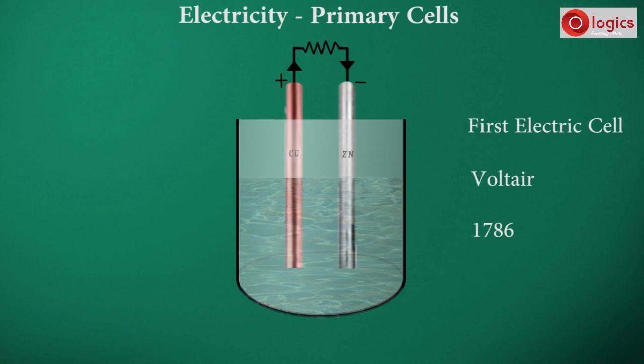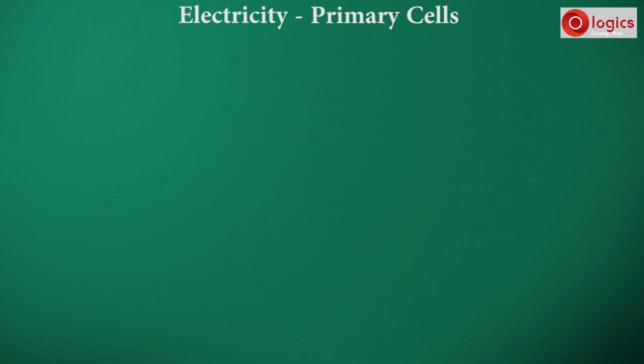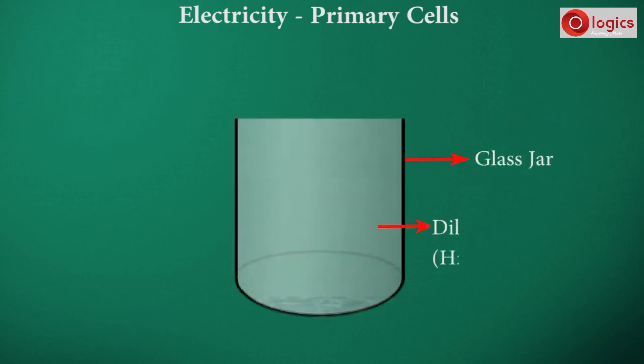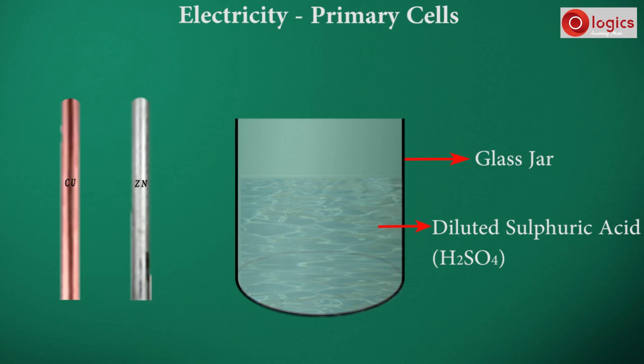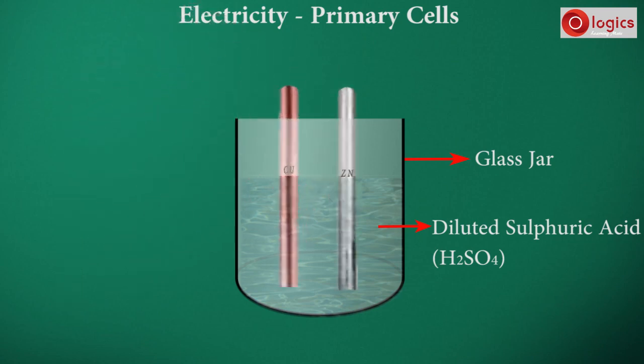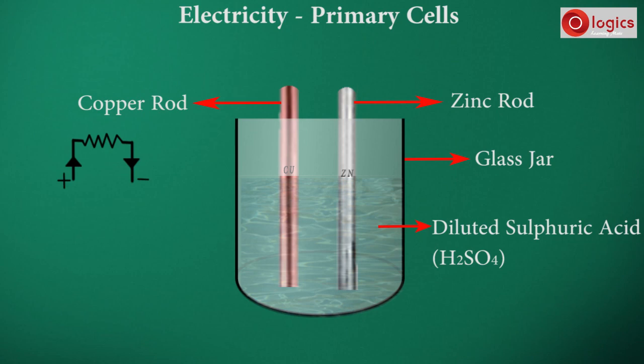Let us see the construction of a voltaic cell. Take a glass jar and fill dilute sulfuric acid up to 3/4 of the jar. Take a copper rod and a zinc rod and put them in the jar such that half of each of them is immersed in the acid. Take two copper wires and connect each of them to the copper rod and the zinc rod.